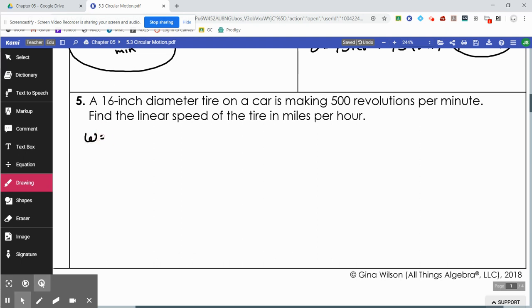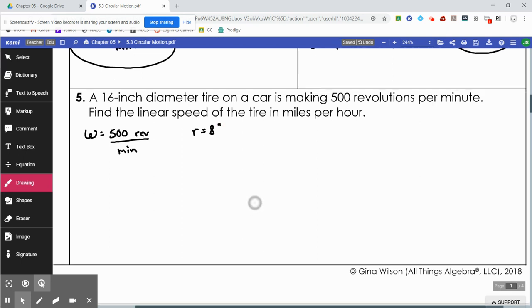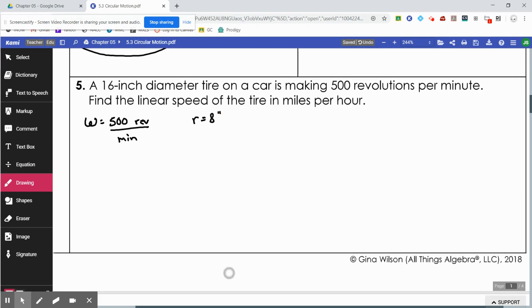Number 5, a 16-inch diameter tire on a car is making 500 revolutions per minute. Again, that's kind of like your angular speed. It spins 500 times every minute. It has a 16-inch diameter, so I'm going to put that the radius is 8 inches. Find the linear speed of the tire in miles per hour. Let's first start by finding the linear speed in inches per minute, since that's what we're given.